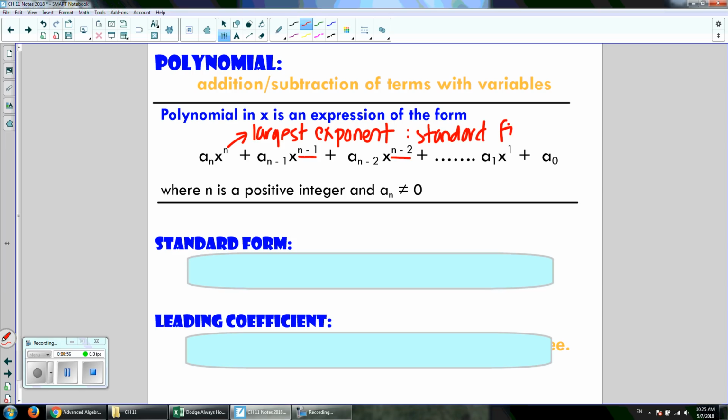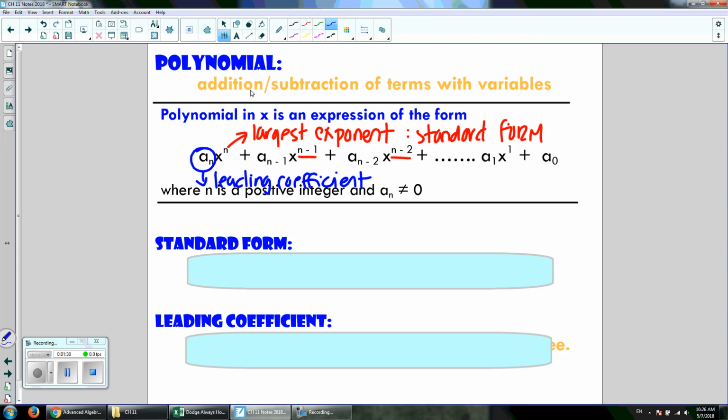So whenever you write your polynomials, you need to write them in standard form, meaning that your exponents are written in descending order. You also want to know that this a sub n right here is your leading coefficient. It is your leading coefficient because it is the coefficient on the term with the largest exponent. So when it is written in standard form, it is going to be the lead coefficient. So leading coefficient is where the name comes from.